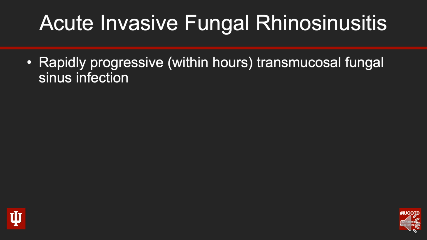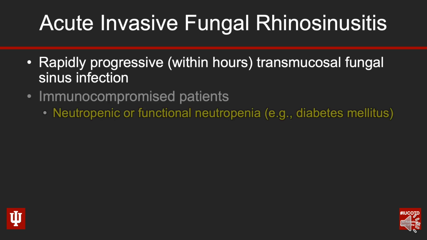So this is a patient who had acute invasive fungal rhinosinusitis, a rapidly progressive, and by rapidly progressive I mean even within hours, transmucosal fungal sinus infection. This typically occurs in immunocompromised patients, and more specifically within neutropenic patients or patients who are functionally neutropenic, like diabetics.